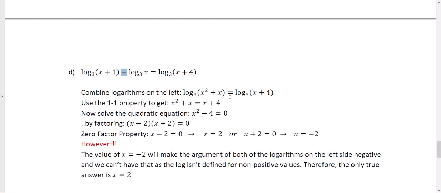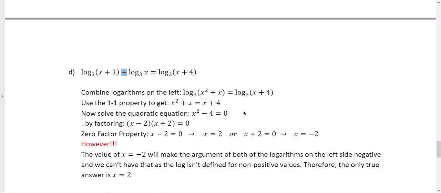Now, that one-to-one property of logs that I started the video with: log base 3 of this equals log base 3 of that, regardless of what this and that are. If they're the log base 3, those are the arguments and they're equal to each other, we can now ignore the logarithms and just look at the x squared plus x equals x plus 4.